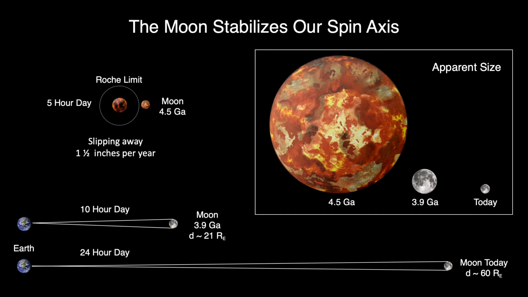Well, during the formation of the Moon, when the Moon was right at or near that Roche limit, it must have been enormous. We estimate that it must have been at least 16 times the size of the current moon today.